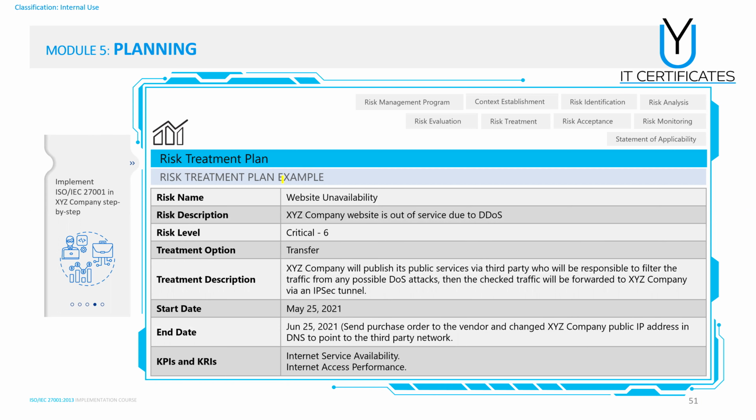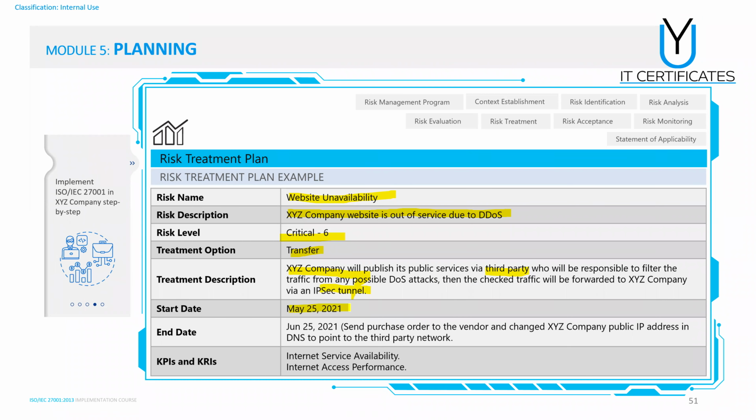Here is one example of the risk treatment plan, and this is an example for website availability. The XYZ company website is out of service due to denial of service. Critical level, it was 6. Treatment option, it was transfer. Treatment description: the company will utilize a service from a third party, like Acme or any equivalent, which will check for any attacks, and if the traffic is clear, it will allow it to the company through a VPN or IPsec tunnel.